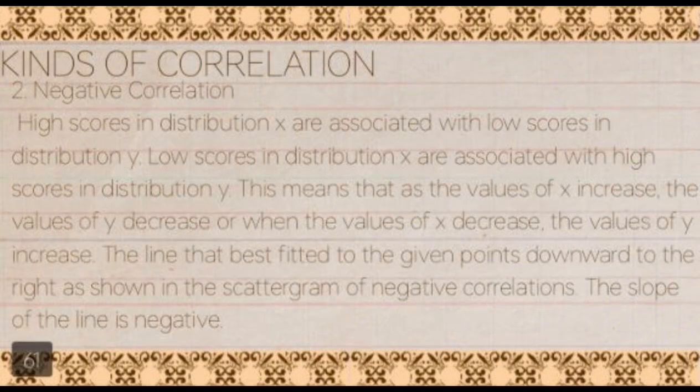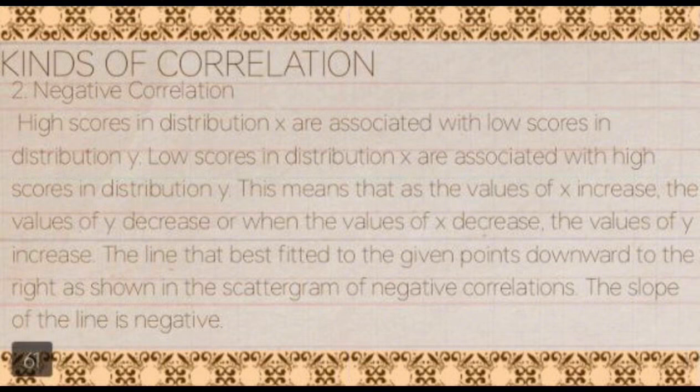The second one is negative correlation. High scores in distribution X are associated with low scores in distribution Y. Low scores in distribution X are associated with high scores in distribution Y. This means that as the value of X increases, the values of Y decrease, or when the values of X decrease, the values of Y increase. The line that best fits the given points goes downward to the right, as shown in the scattergram of negative correlation. The slope of the line is negative.